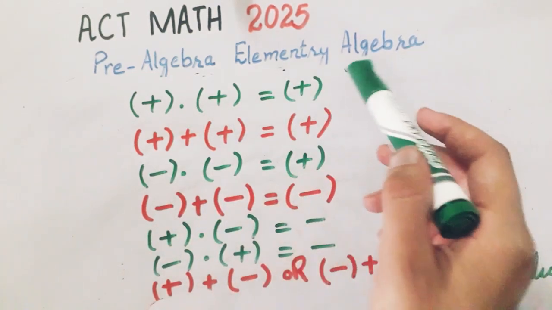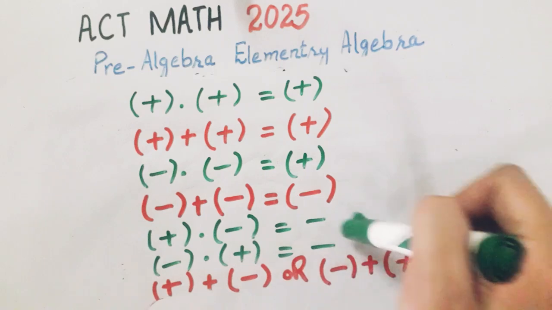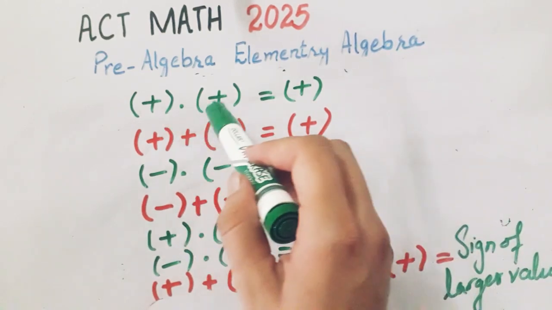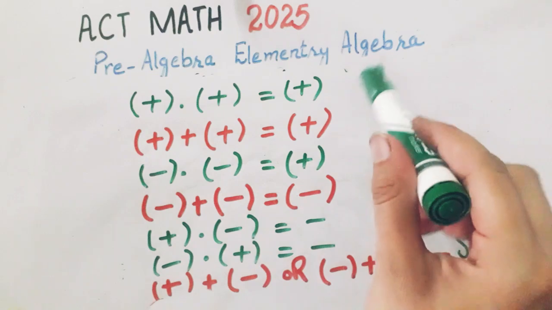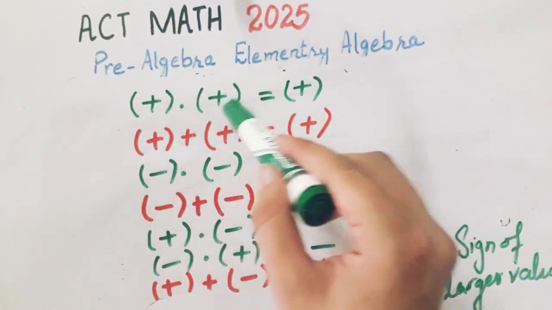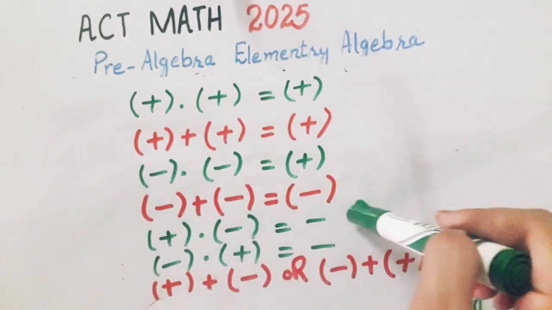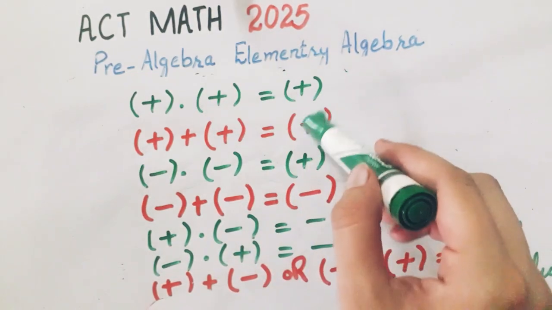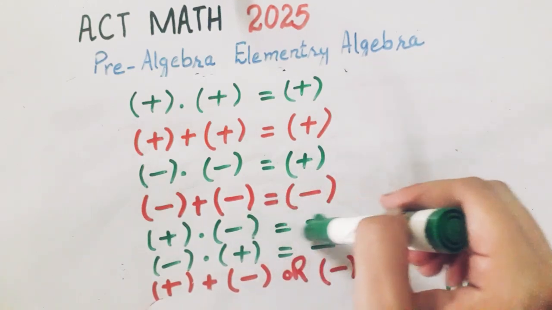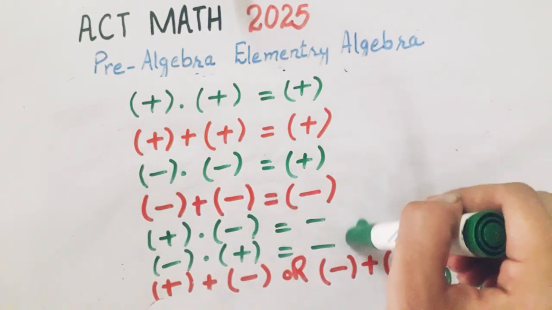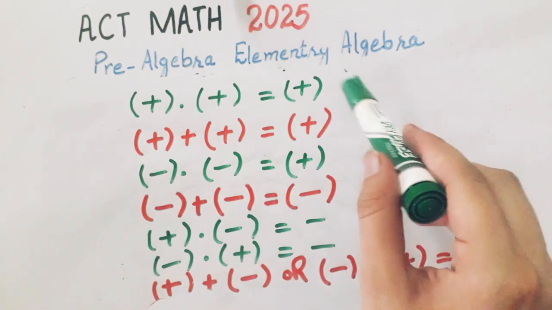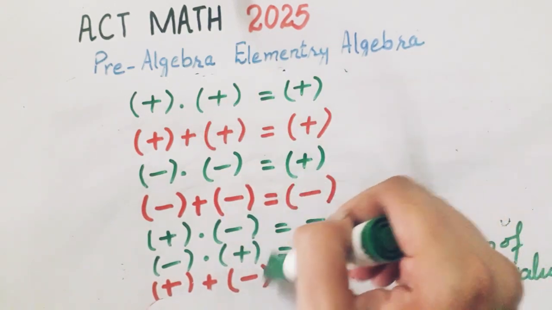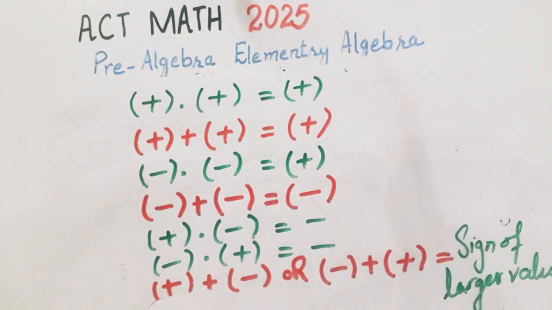When the signs are the same, we add. When the signs are opposite, we subtract. In multiplication, we apply the sign according to this: plus plus is plus, minus minus is plus, plus minus is minus, and minus plus is minus. Remember that the same sign gives plus in multiplication and opposite signs give minus. We add when the signs are the same, and when the signs are opposite in addition, we only use the sign of the larger value in the answer. I hope you understand this table.